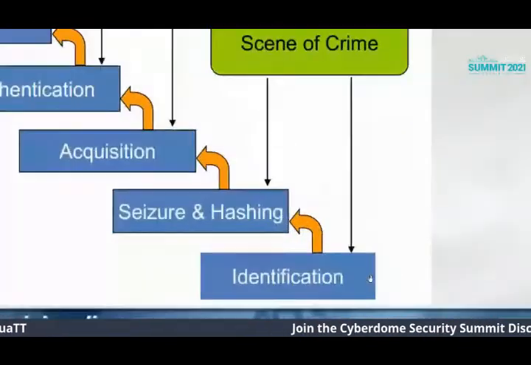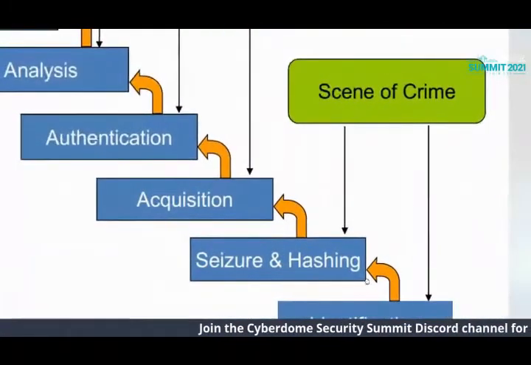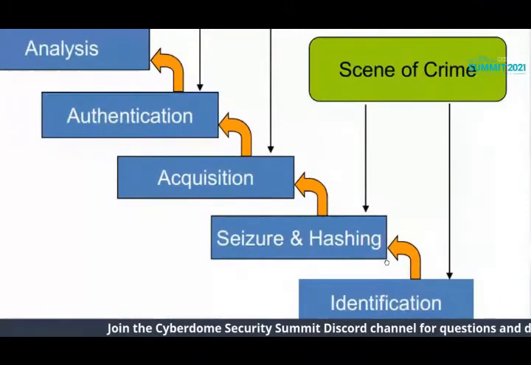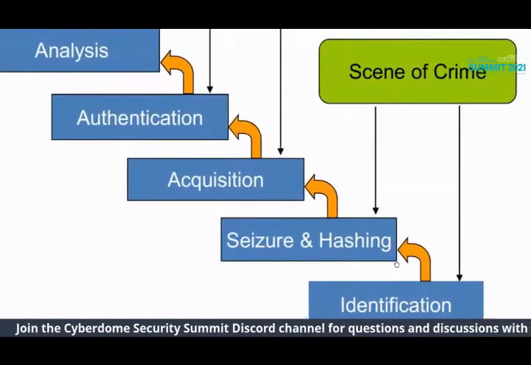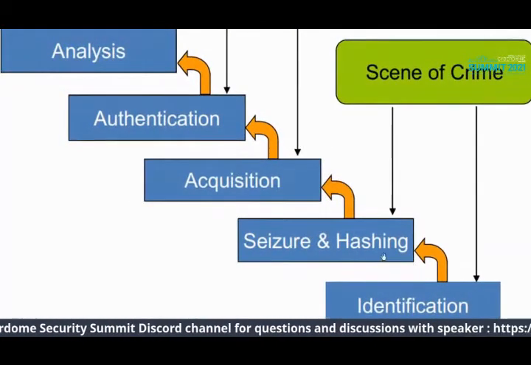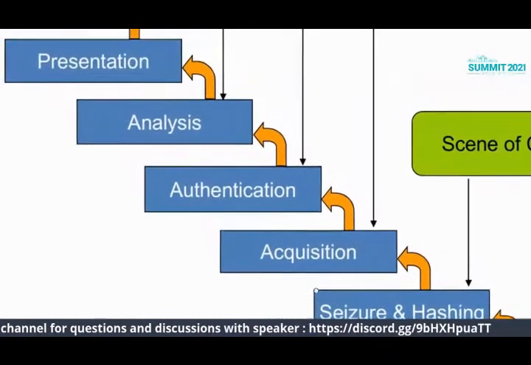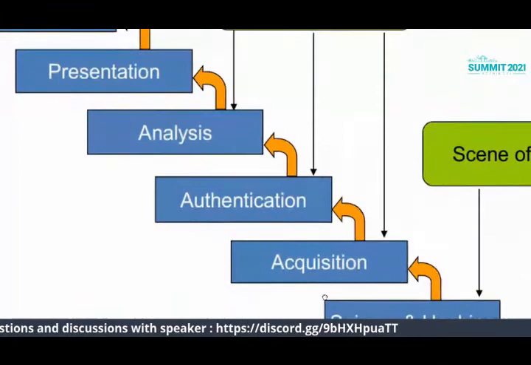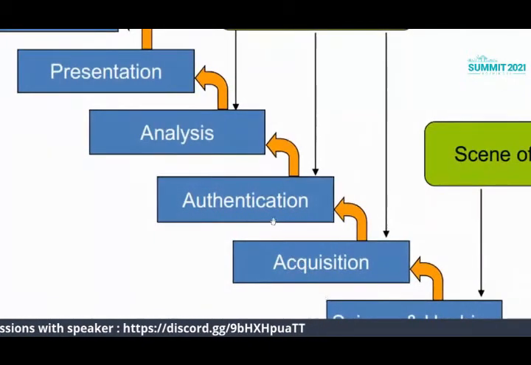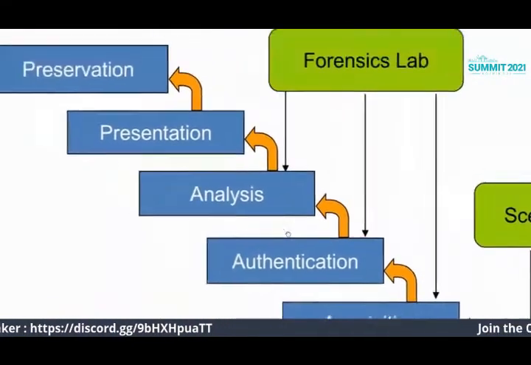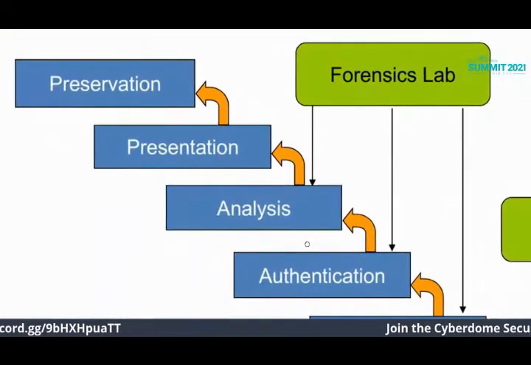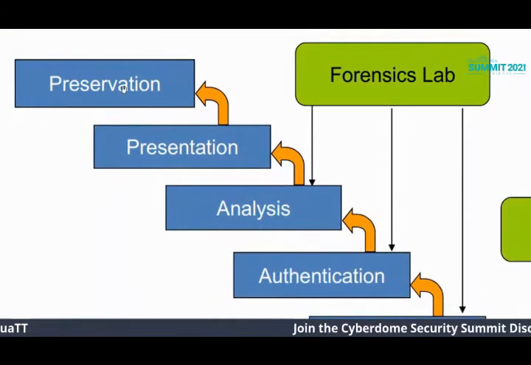The next is the seizure and hashing. We'll see all the steps in detail, and all the necessary software tools for doing this. Then there is the acquisition phase. Next is the authentication phase, to ensure that the original evidence is unaltered. Then we will move on to the analysis part, then the presentation part, and the preservation part.